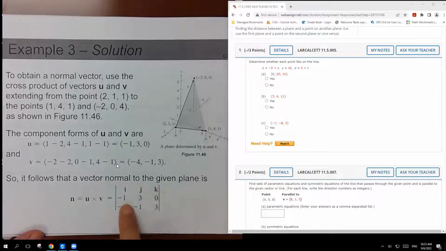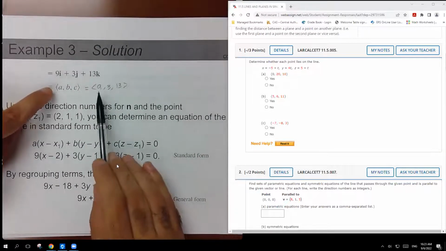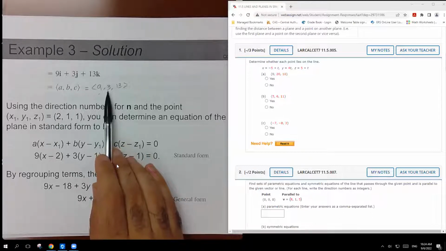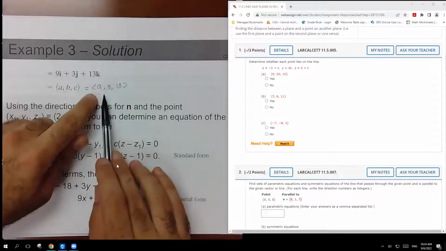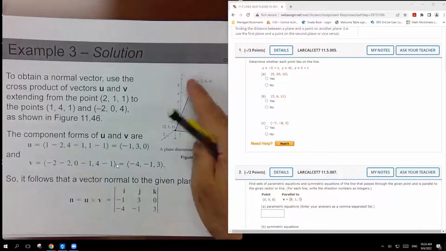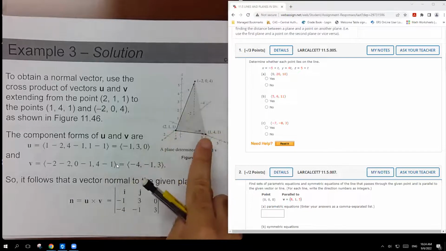So here's the cross product. We got a new vector 9, 3, 13. This is the normal vector. Now, I need to find the general equation of the plane. I'm going to choose the normal vector and any point on the plane. If you go back here, here's the plane. I have 2 vectors here. I found a new vector.